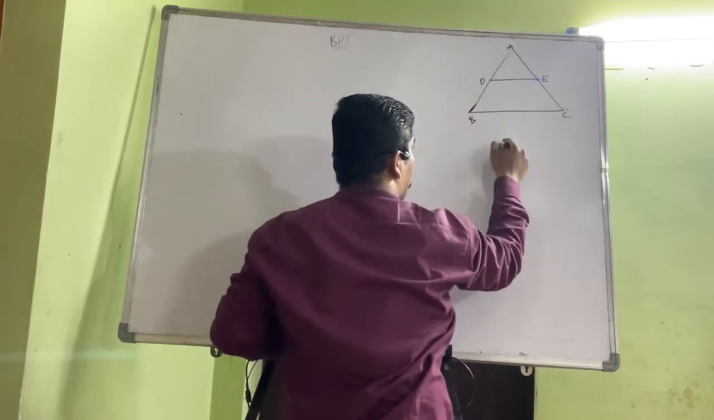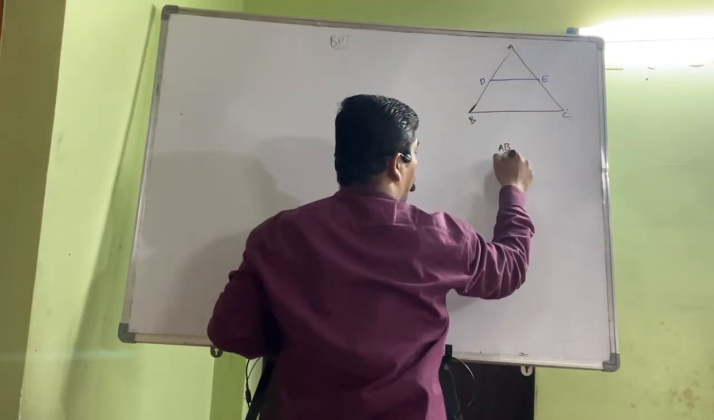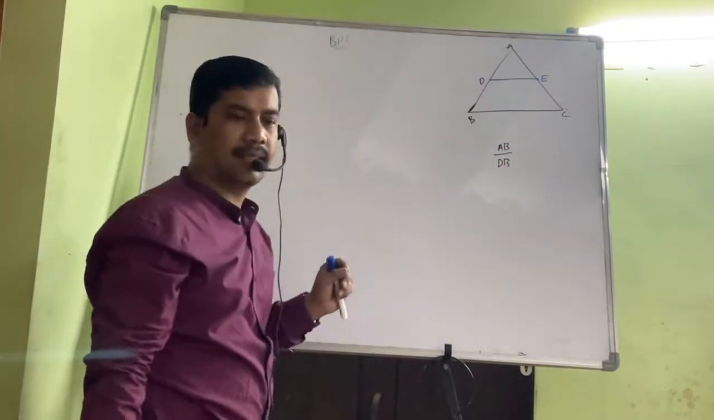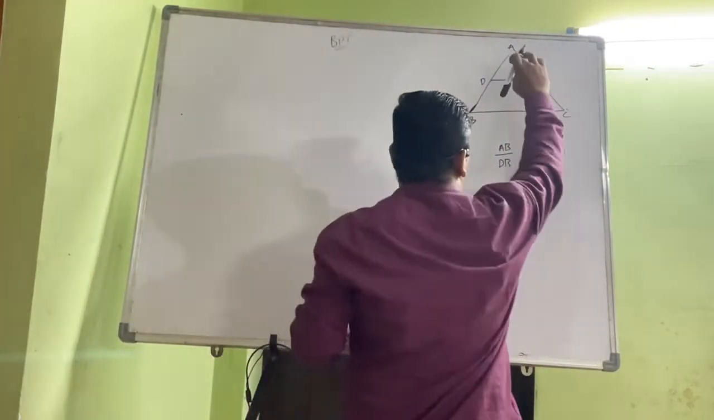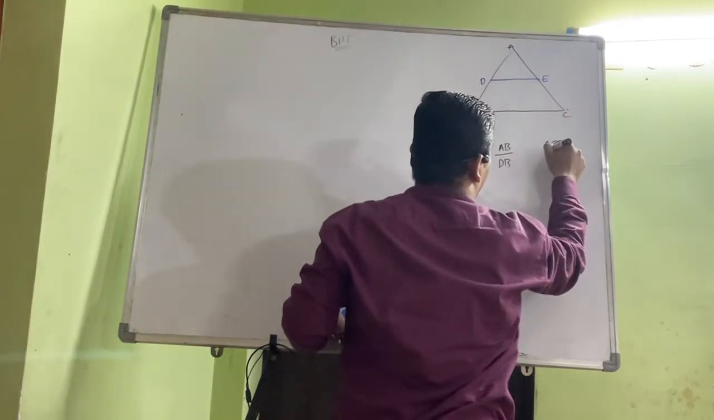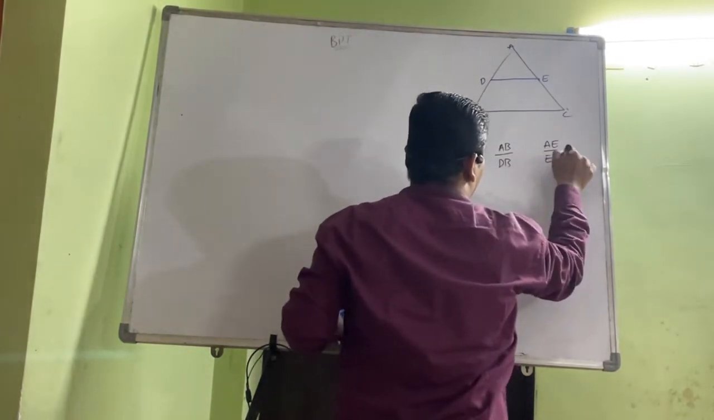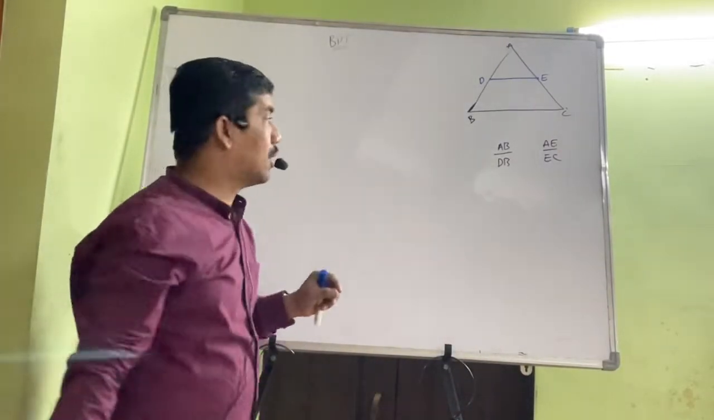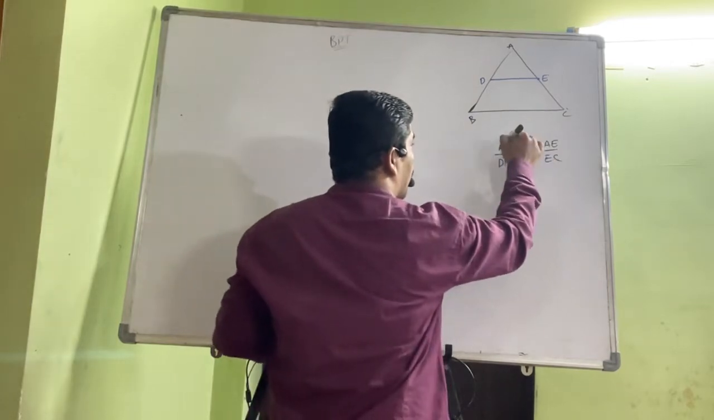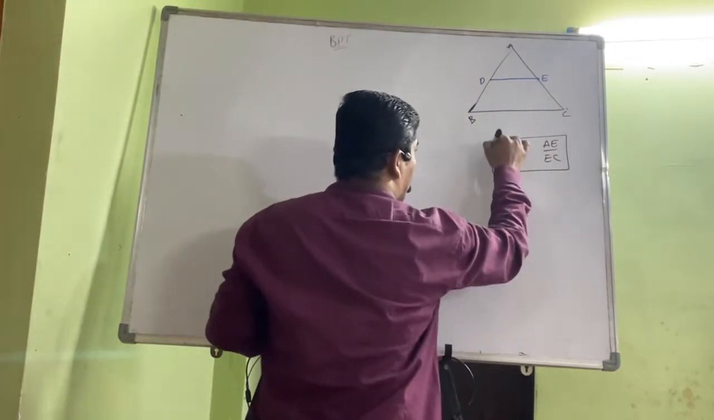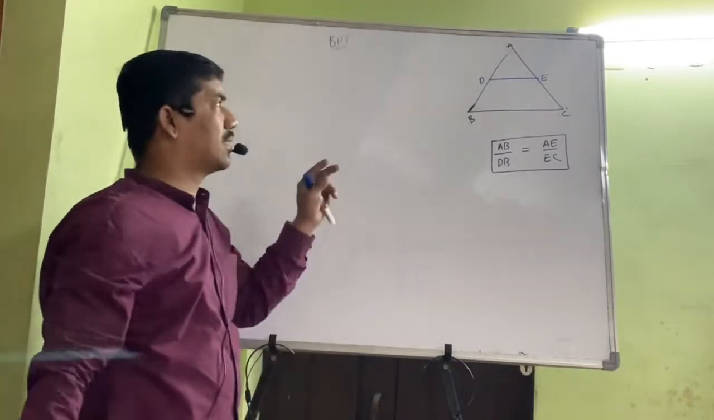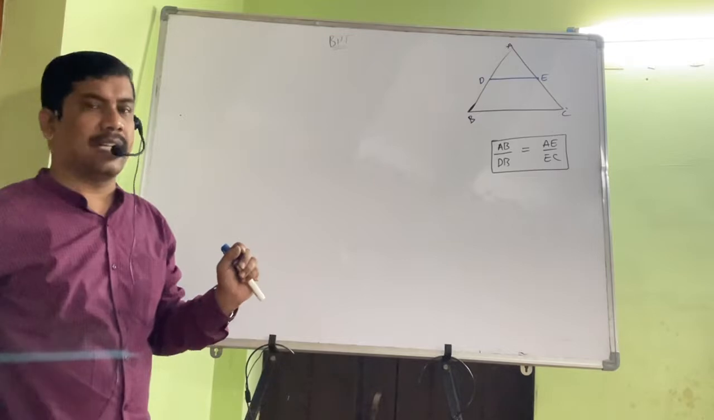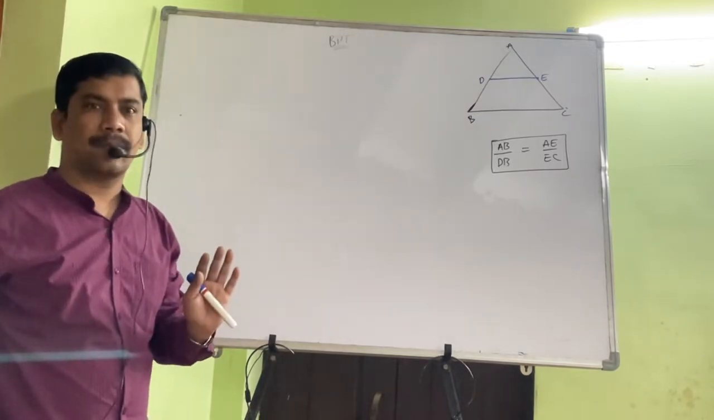See, AD by DB. AD, DB, two parts. Here, AE by EC. So these are the ratios which are made by that one line. Now these two will be equal. If these two are equal, then we can say that this is BPT. And that will be equal whenever we are applying the BPT concept.